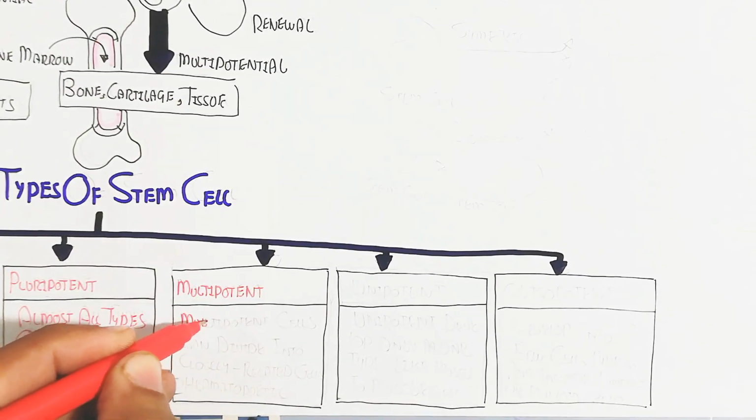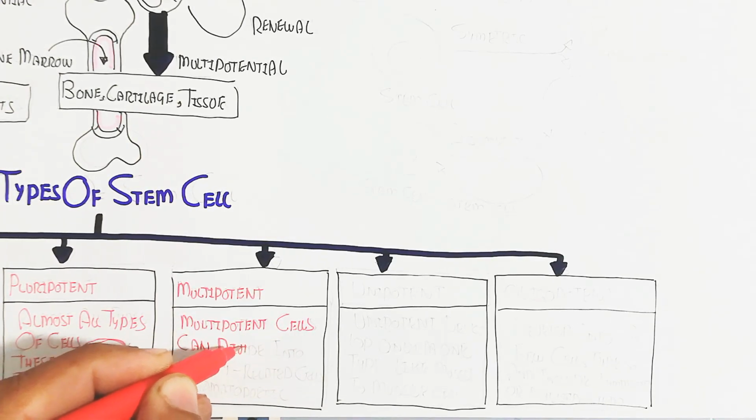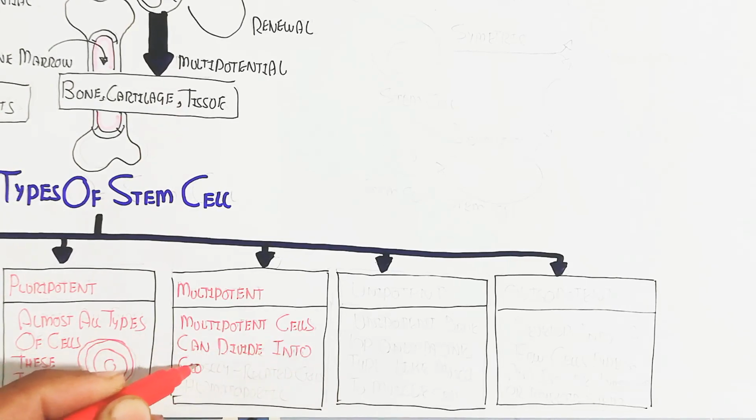Multipotent means the potential is more than one. The multipotent cells can divide into closely related cells, hematopoietic.